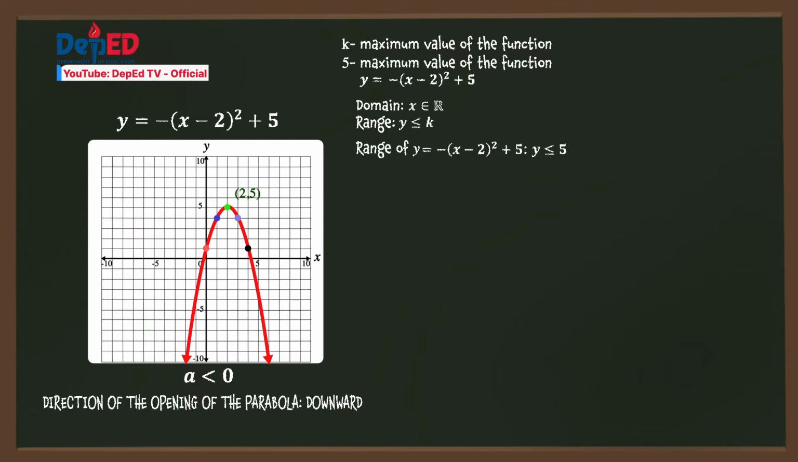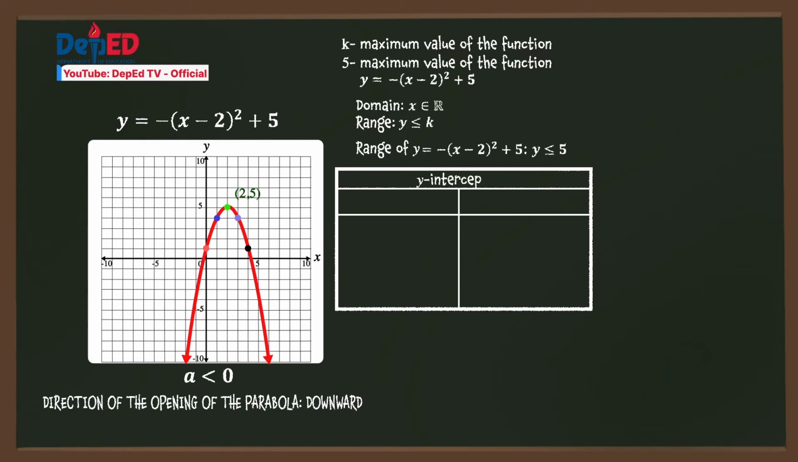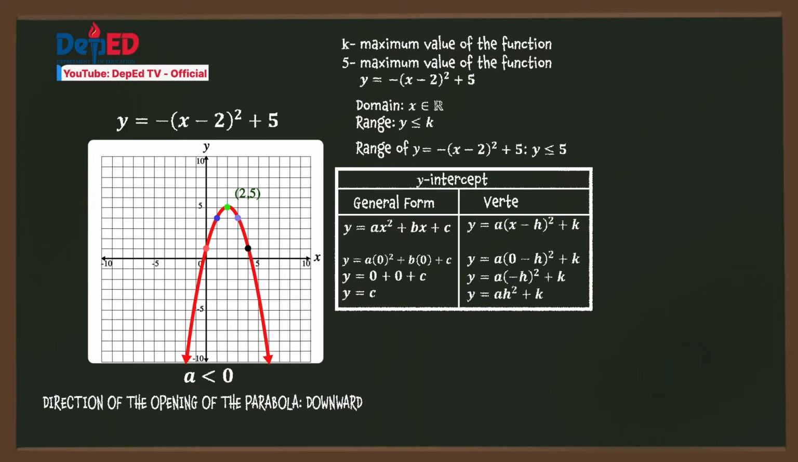All parabolas intersect the y-axis, and the number at which the parabola intersects the y-axis is called the y-intercept. This y-intercept is obtained when the value of x, or of the independent variable, is set to 0. If the function is in the form y equals ax squared plus bx plus c, the y-intercept is equal to c. If the function is in vertex form, the y-intercept is equal to ah squared plus k.